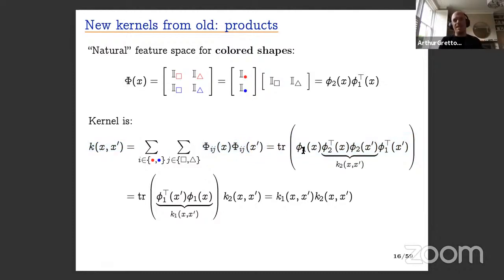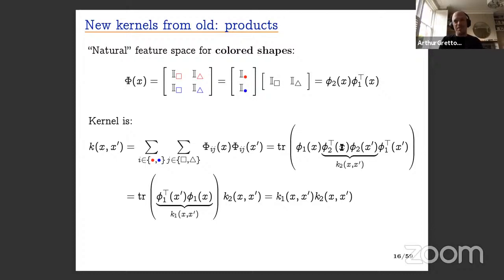Now I can write this as basically a trace of phi1, phi2 transpose of X and phi2, phi1 transpose of X prime. So let's look at the second term, phi2, phi1 transpose. Well, this is the matrix form of my color shaped features. And this trace of phi1, phi2 transpose, phi2, phi1 transpose, this is just the dot product of the features of X and the features of X prime when these are matrices.